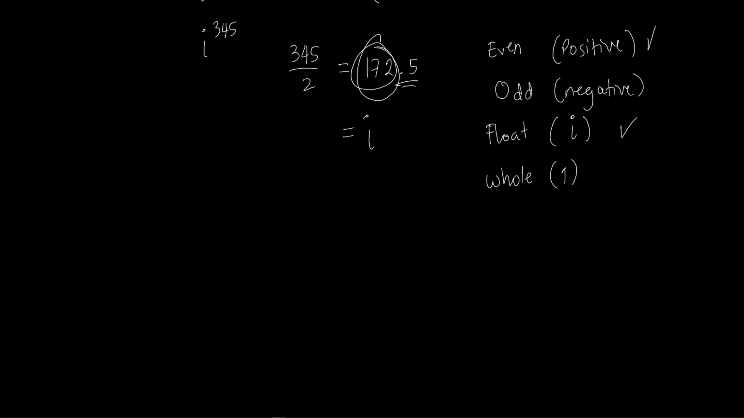Another example. Evaluate i raised to the power of 746. What is 746 divided by 2? 373. This is odd, so it is negative. It is a whole number, so that is negative 1.